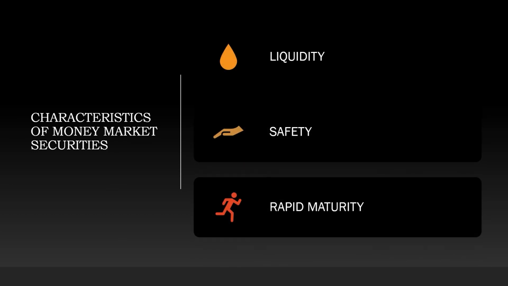So what are the characteristics of money market securities? The top 3 characteristics of money market securities are liquidity, safety, and rapid maturity. Liquidity, because they can readily be bought and sold at stable prices. Safety, because of their liquidity and the nature of the lenders, money market securities are safer than other types of securities. For example, treasury bills, or T-bills, are issued by governments and are backed by the credit of the government. And lastly, rapid maturity, because they all have maturities of 1 year or less.